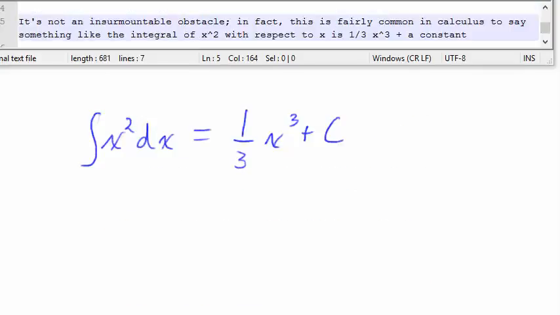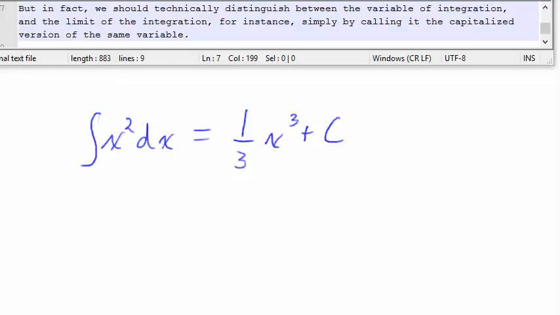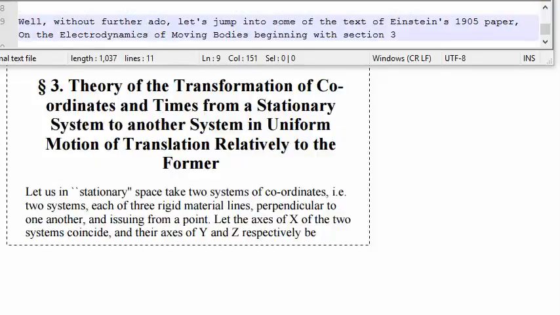It's not an insurmountable obstacle. In fact, this is fairly common in calculus to say something like the integral of x squared with respect to x is 1/3 x cubed plus a constant. In fact, we should technically distinguish between the variable of integration and the limit of integration, perhaps just by calling it the capitalized version of the same variable. Well, without further ado, let's jump into some of the text of Einstein's 1905 paper on the electrodynamics of moving bodies, beginning with section 3.